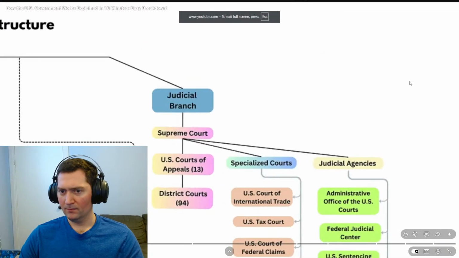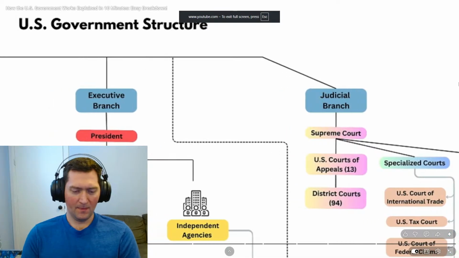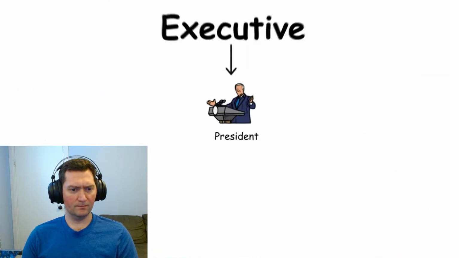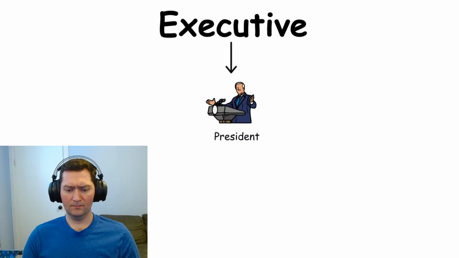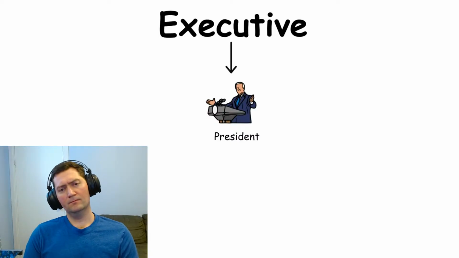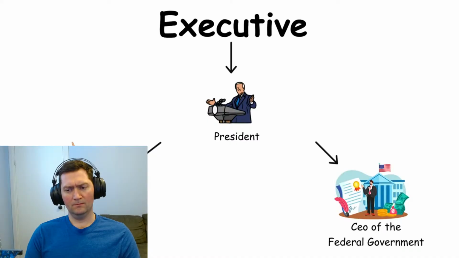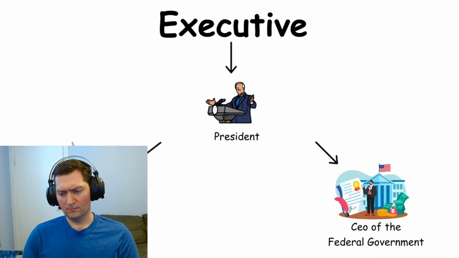constitutional principles. Together, these branches work in concert to uphold democracy, protect individual rights, and maintain the rule of law in the United States. The executive branch is the most visible and powerful branch of the U.S. government, led by the president. As commander-in-chief of the armed forces, the president serves as the nation's top military leader, with the authority to deploy troops and wage war. But the president's role extends far beyond the battlefield. As chief executive, the president is responsible for enforcing and administering the law. Think of the president as the CEO of the federal government, overseeing a vast bureaucracy of agencies and departments.